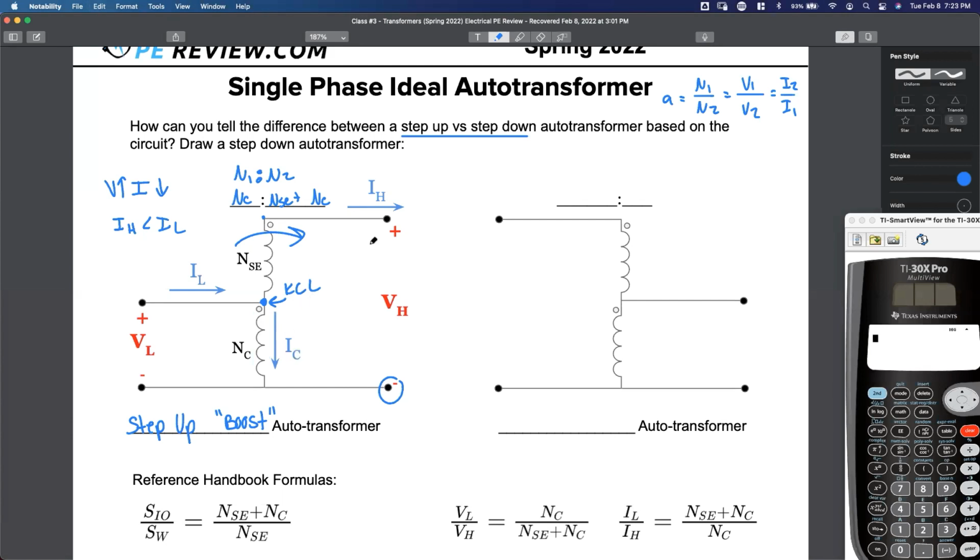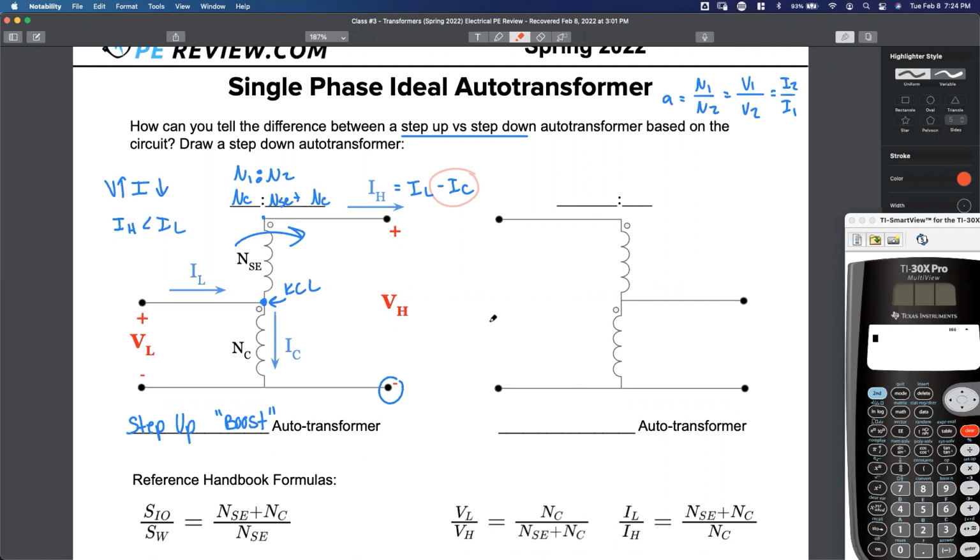In other words, here's our KCL equation for IH. Ready? Current entering equals current leaving. If IH is leaving, IL is entering, and now we subtract IC. Does that make sense? The only way that IH can be smaller than IL, because it's a step-up transformer, voltage goes up, current goes down, is we're subtracting our common current. The current has to be leaving that node, flowing away from that load. IL flows in, some of it flows out, and the rest of it continues on to be IH, secondary current.